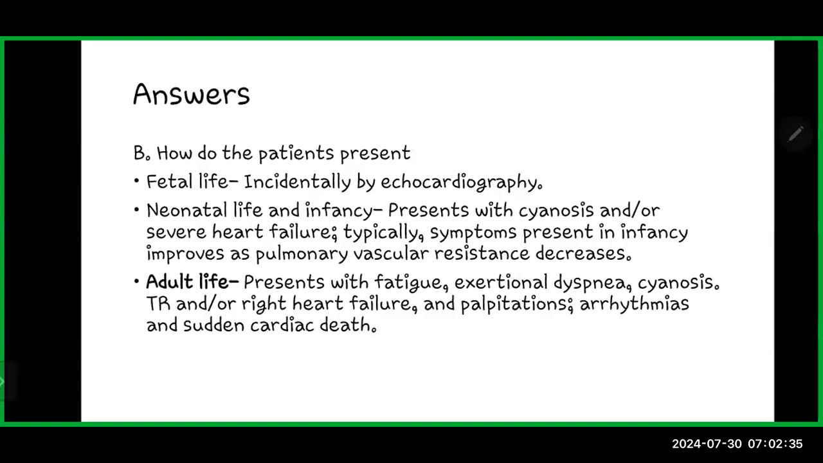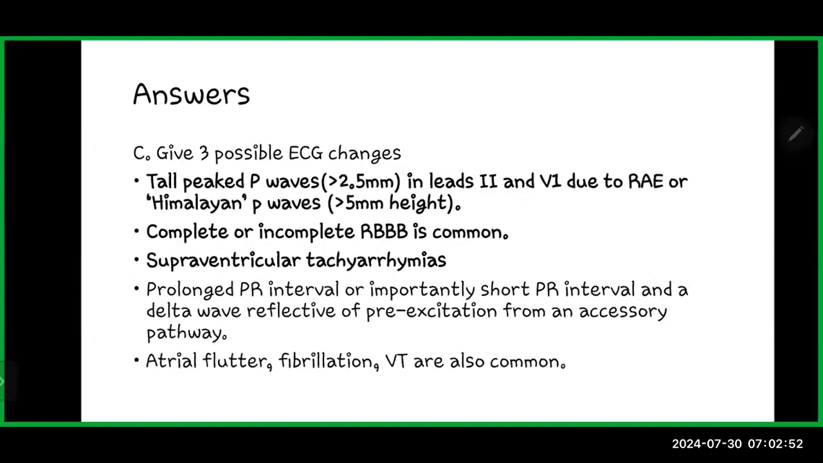So how do they really present? I'm going to focus on the adult life because it's a teenage woman. For presentation, they usually present with fatigue, exertional dyspnea, cyanosis, tricuspid regurgitation, or right heart failure. They can also have palpitations, arrhythmias, or sudden death.